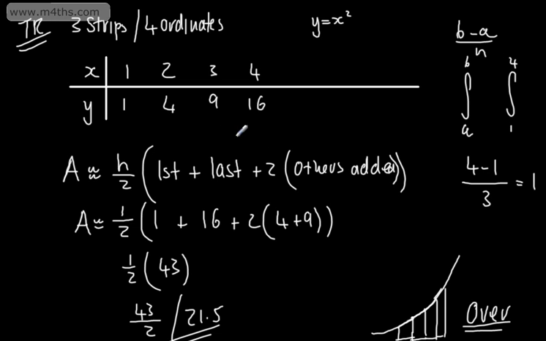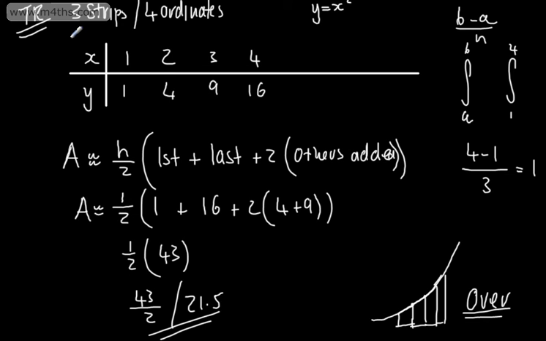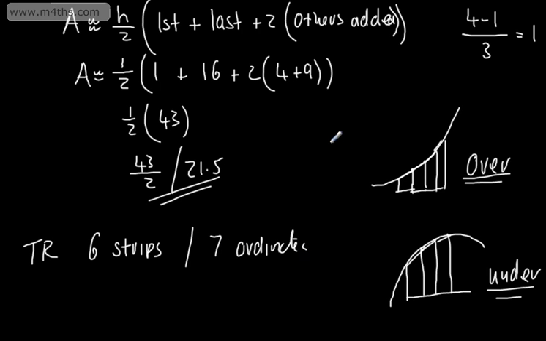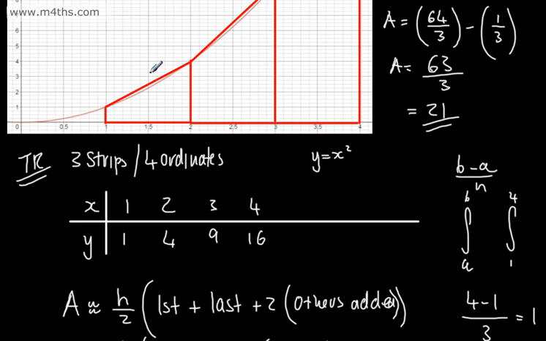So, what happens if I increase this now from 3 strips to 6 strips? So we'll use the trapezium rule with 6 strips, so that gives rise to 7 ordinates. So all I need to do now is my 4 minus 1 divided by 6. Now this is going to give me a half, and that's blindingly obvious anyway because we're going to split this up.